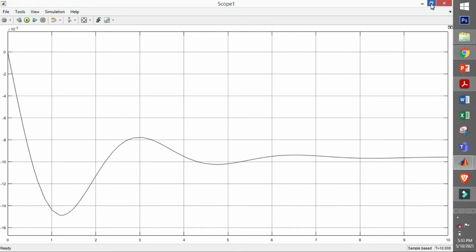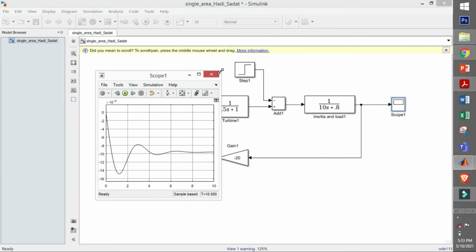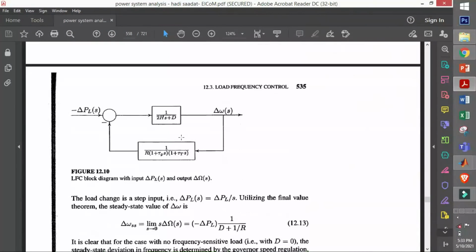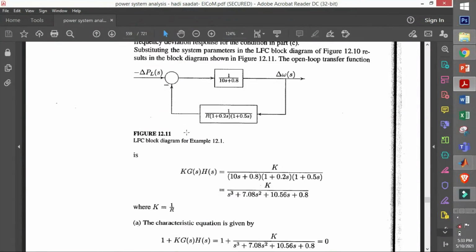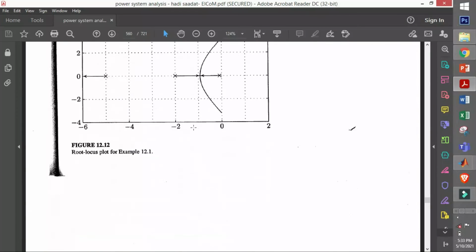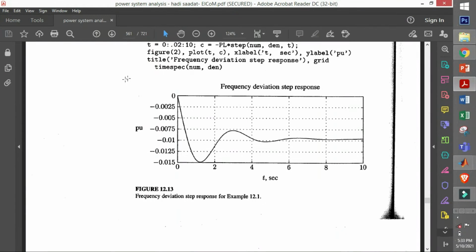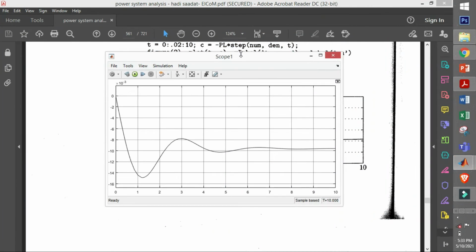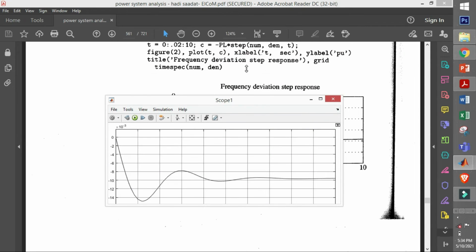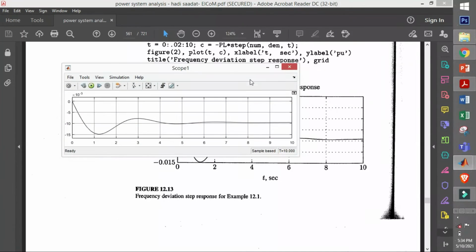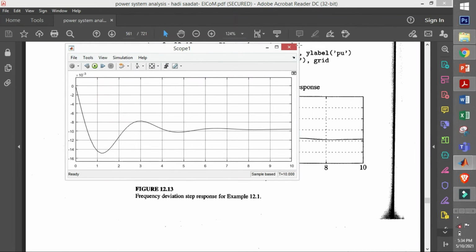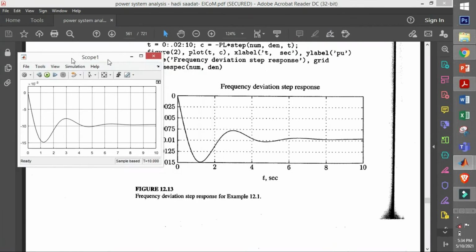Okay, so I will minimize it and compare the same curve with the answer in this book by Saadat. When they found this frequency deviation, the curve we have found is exactly the same as what they have found. I will show you. This is the curve we have found. I will zoom it a little bit. So yes, you can see here.